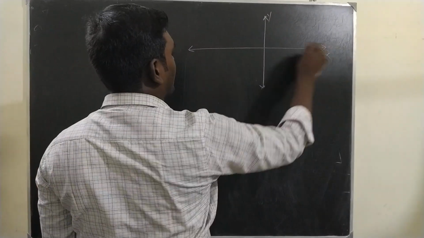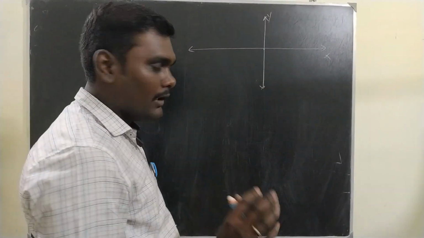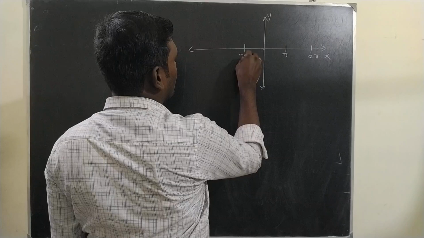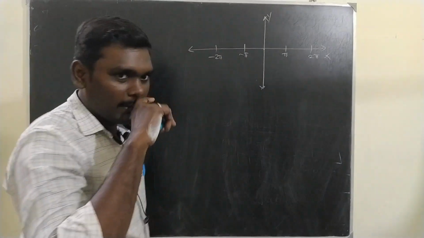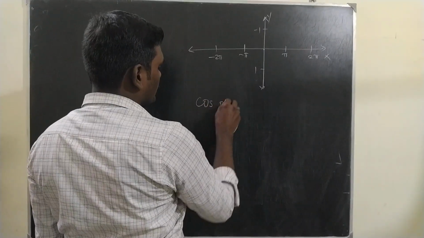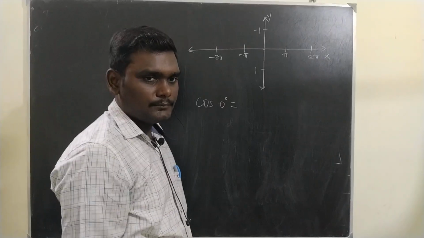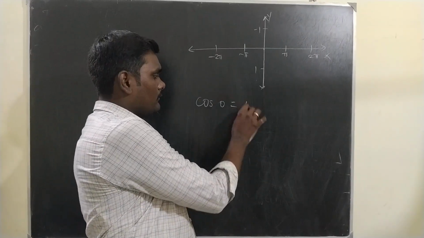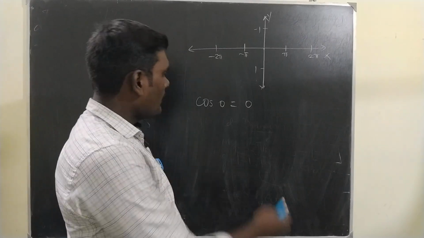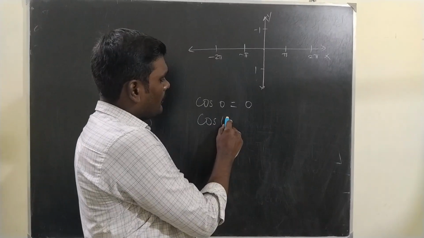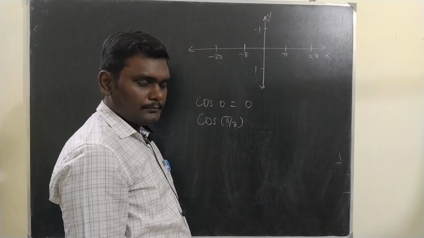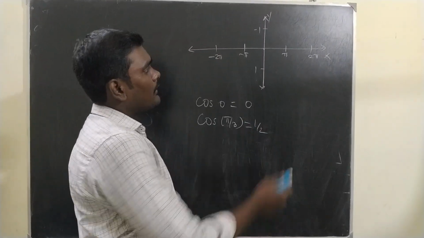See, this is y. We have to mark the known values. Each unit we should take as pi units. Okay, minus pi, minus 2 pi, everything. And then cos 0. Cos 0 degree, how much? Oh, not cos 0 degree, cos 0. And cos pi by 3 is 1 by 2. Okay. So let us mark.